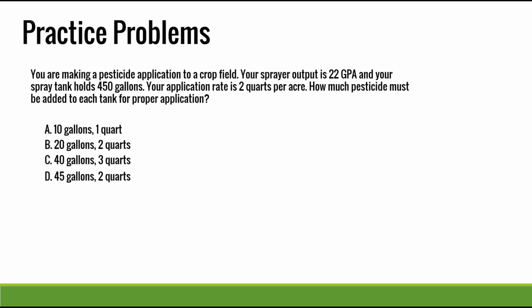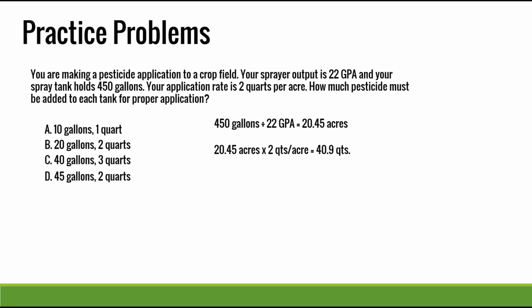The first step in solving this problem is we need to calculate how many acres we can treat off of 1 spray tank. Our spray tank is 450 gallons and our application rate is 22 gallons per acre. When we divide that, we get 20.45 acres. That means on 1 spray tank, we can treat 20.45 acres. The next step is we need to multiply our application rate by our application treatment size. So 20.45 acres multiplied by 2 quarts per acre gives us 40.9 quarts.